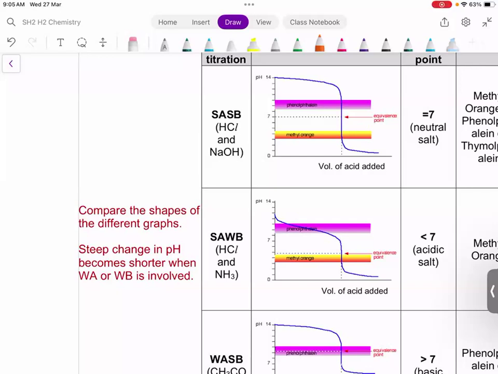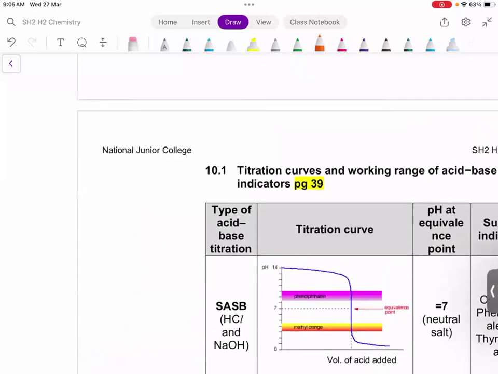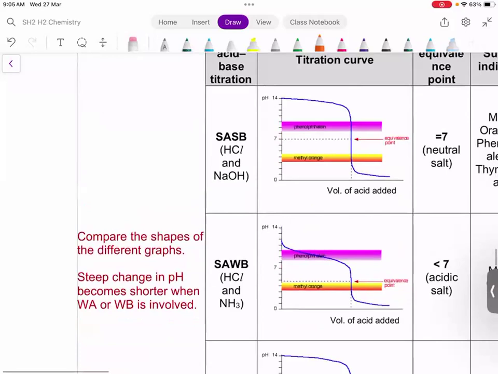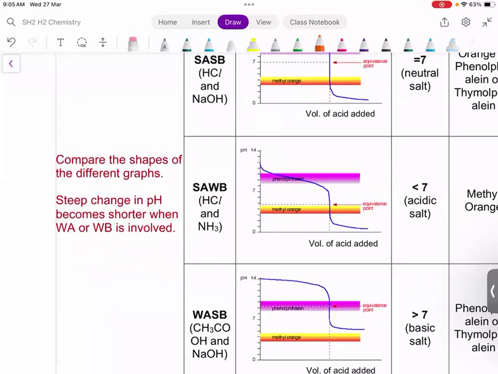If you go back to page 39 of your notes, I want you to superimpose a graph on the strong acid, strong base. What do you notice? Do you notice that the steep change becomes shorter? For strong acid and strong base, because you start off with two extremes, very high pH, very low pH, the change is much steeper compared to when you start with a weak base or when you end off with a weak acid. You notice that?